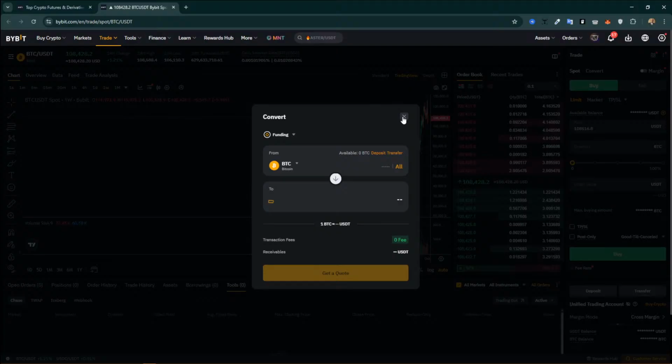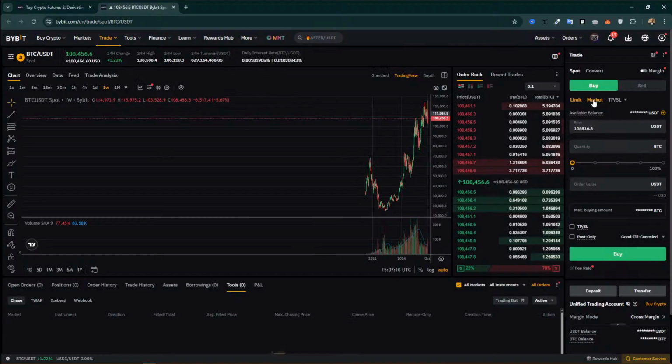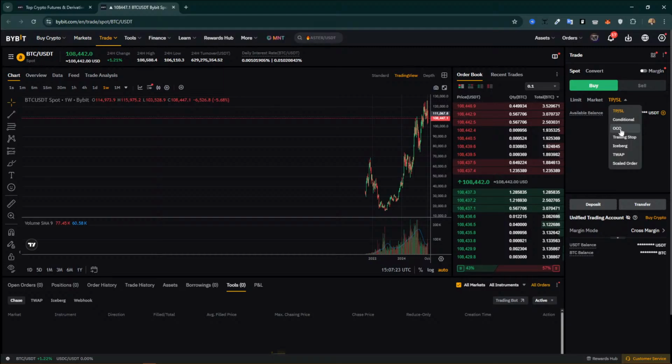So I was talking about trade types or order types. There's what we call the limit order, there's market order, and there's so many other types of orders that you can place. You have the trailing stop or OCO, one order cancels the other. You have iceberg and many other types of orders. But the most common ones are the market order and limit order.